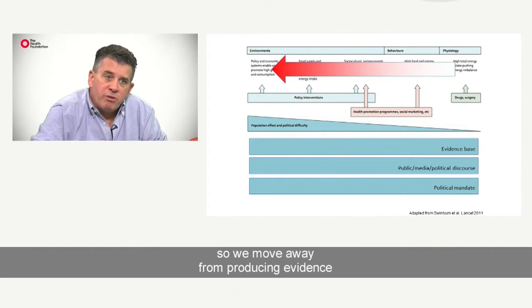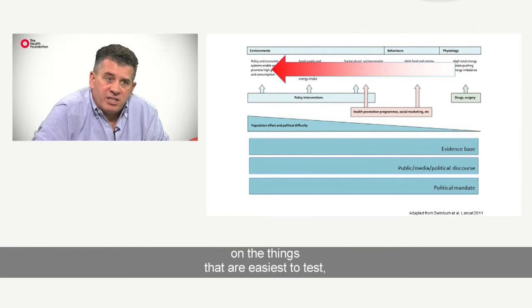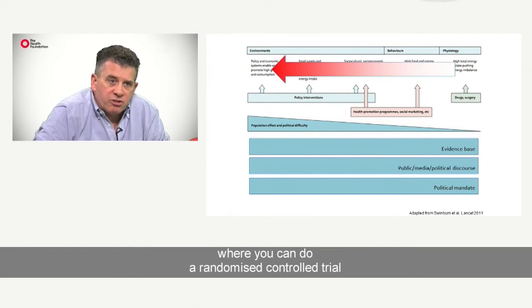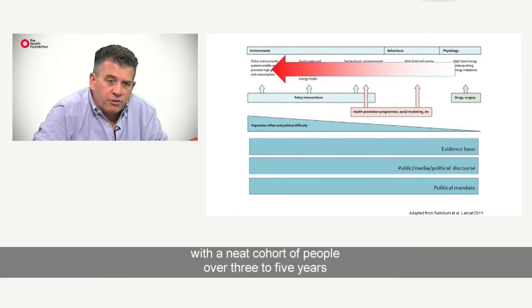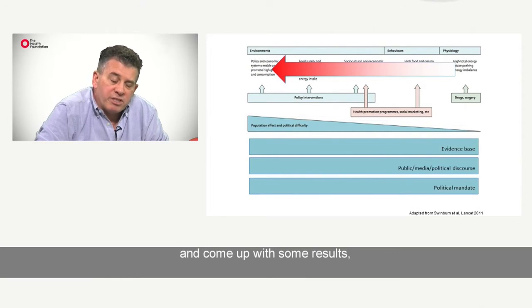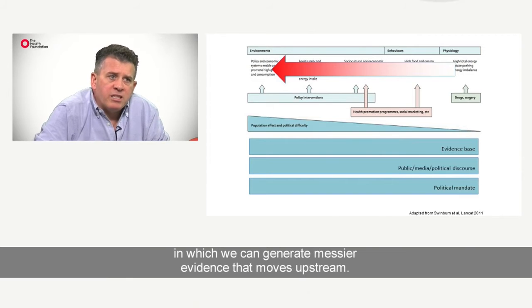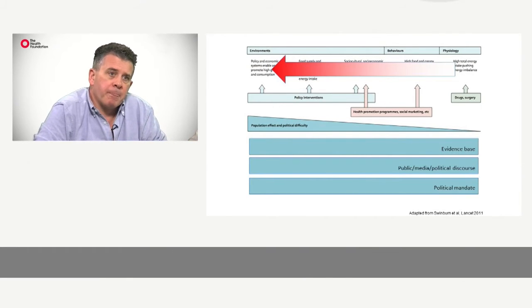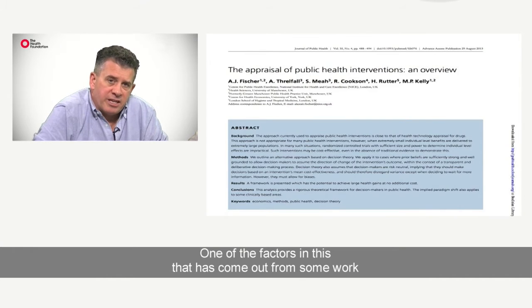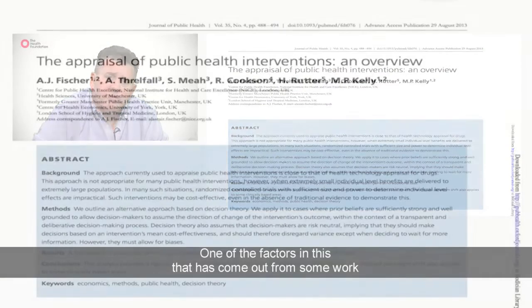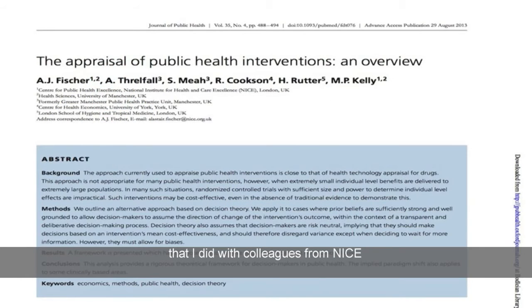rebalancing that evidence base. So we move away from producing evidence on the things that are easiest to test, where you can do a randomized controlled trial with a neat cohort of people over 3 to 5 years and come up with some results, and think more deeply about ways in which we can generate messier evidence that moves upstream. One of the factors in this that has come out from some work that I did with colleagues from NICE was to look at the kind of evidence that's required to make a decision.